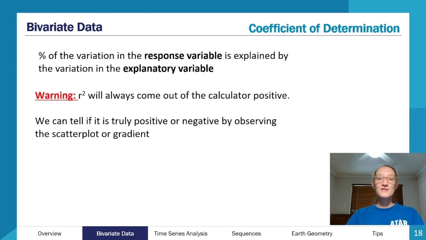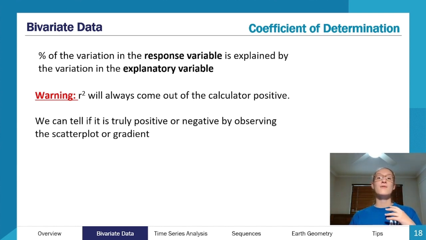So coefficient of determination, you might remember as well, is quite heavily connected to our R value, because the coefficient of determination is R squared, and how you calculate it is literally R squared. So once you have your correlation coefficient, you can take that number, square it, and that gives you your coefficient of determination. A word of warning here is, no matter whether your R value is positive or negative, once you square it, it will always come out positive.